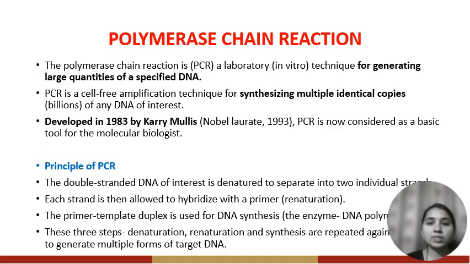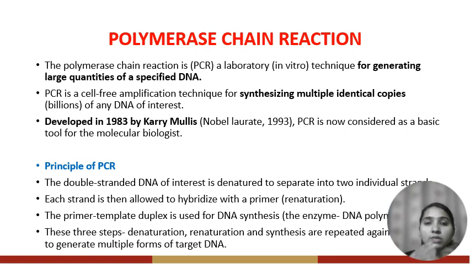So what is PCR? PCR is a laboratory technique. Laboratory means in vitro. If it happens in the body, that is called in vivo. So PCR is an in vitro process, and it is used for generating large quantities of the specified DNA. It helps to synthesize multiple identical copies of the DNA of interest, and it was first discovered by Kary Mullis in 1983, and he was a Nobel laureate in 1993. So nowadays PCR is a basic tool for molecular biologists.